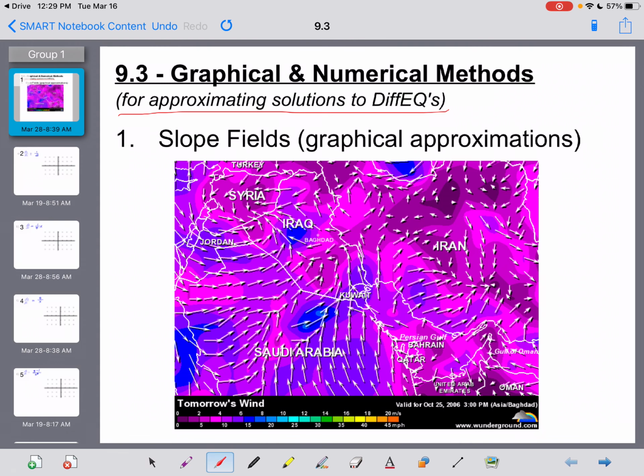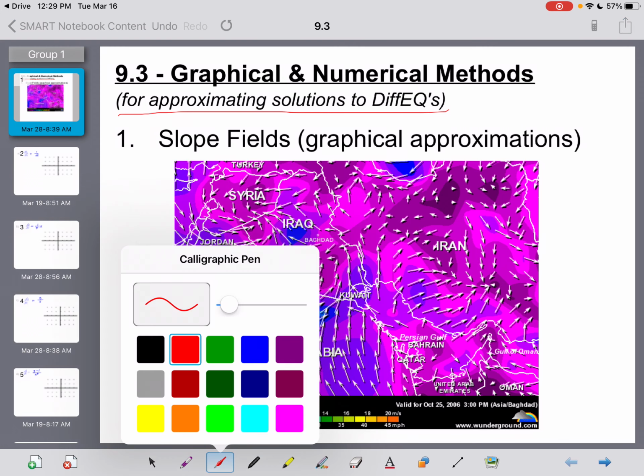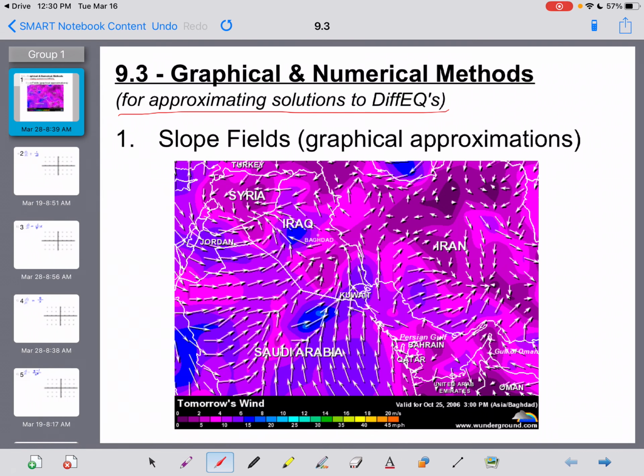At this point, we have covered 9.1, where we learned what a differential equation was and how to come up with its solution, whether it's a general solution or a specific solution if an initial value was given to you. But unfortunately, there are some differential equations that are going to be so complicated for us that we're not going to be able to solve them through normal methods with separation of variables and the other things that we've talked about before. So two of the methods that we talk about here are how to graphically approximate a solution and then numerically approximate a solution.